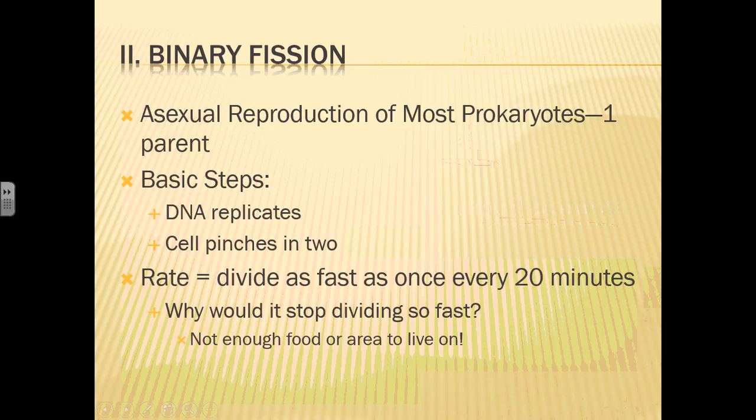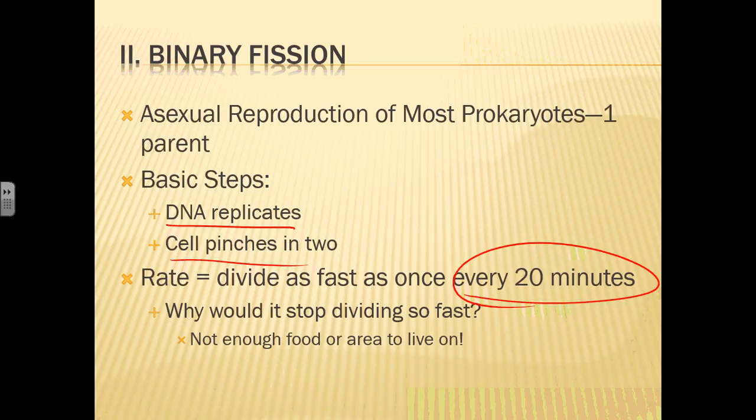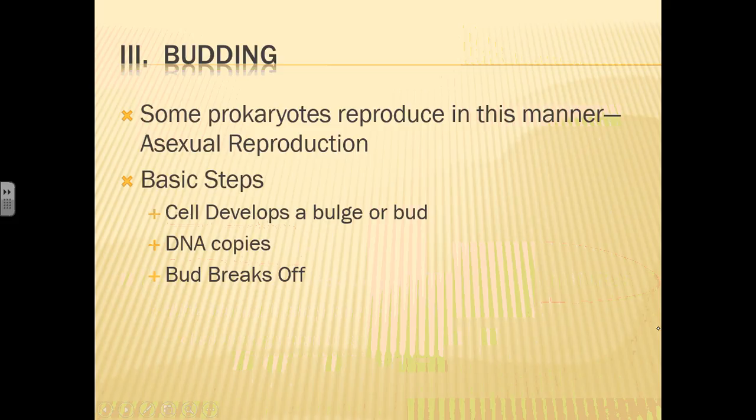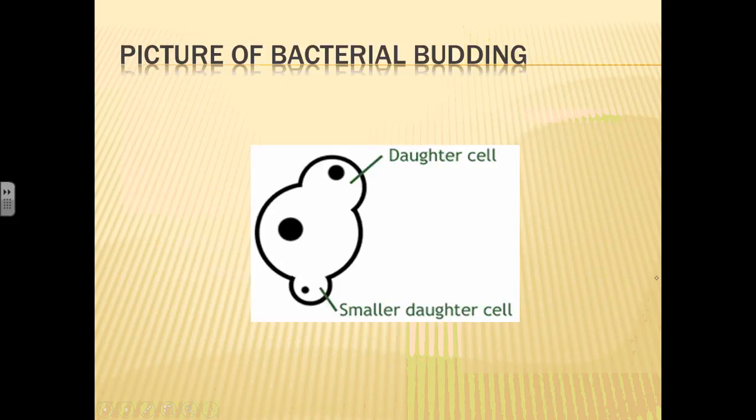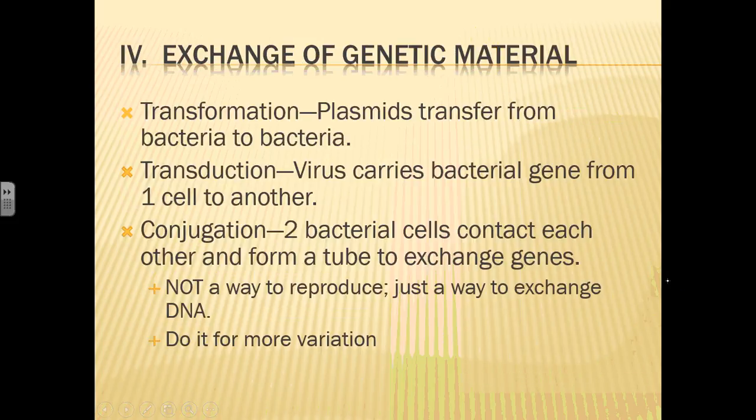Binary fission, asexual reproduction of most prokaryotes involves just one parent. DNA replicates, cell pinches in two. It can happen as fast as about every 20 minutes. Why would it stop dividing so fast? It could run out of food or space. And then we talked about budding and creating a bud. There you go. And then exchanging genetic material, because prokaryotic cells can do this to some extent.